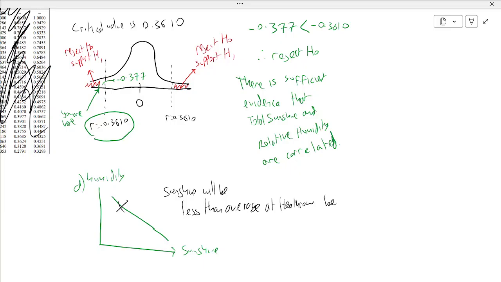This will be less than average at Heathrow because 97% is a large value for humidity, and humidity is negatively correlated with sunshine.